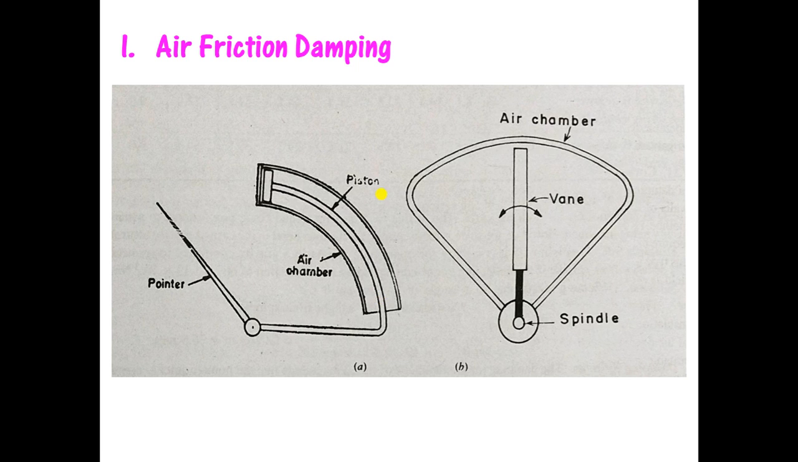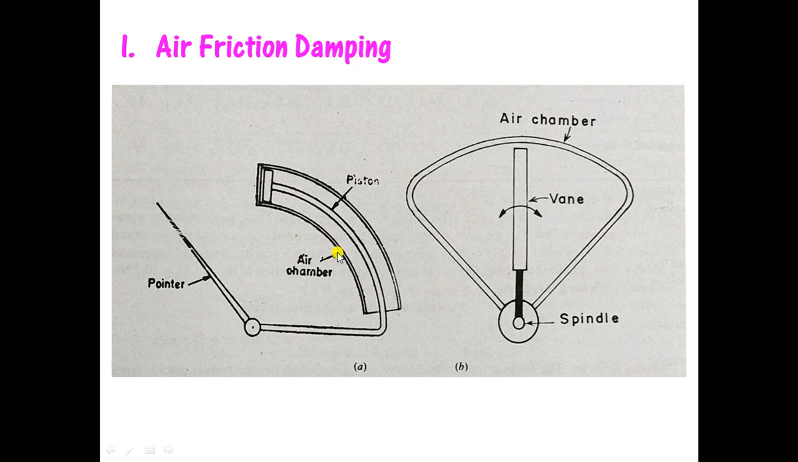So let us understand this first method. This is called air friction damping. Now what happens here: this is the spindle and this is the pointer. So this is your moving or deflecting system. To your moving system there is a piston connected. The piston is made up of aluminium. Piston म्हणजे एक हँडलशा असता. You can see here एक हँडलशा असता piston म्हटलं.